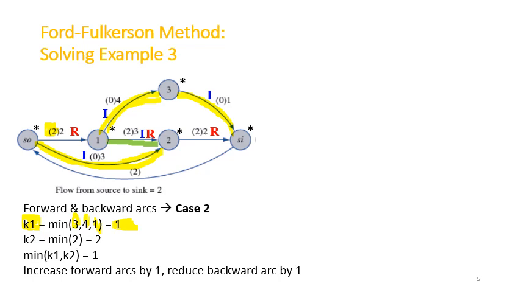K2 is talking about just the backward arc, and we see that for this backward arc, we can reduce at most 2 units of flow. So K2 equals 2. We take the minimum between K1 and K2, and the result is 1. Which means that for every forward arc in yellow, we will increase by 1. And then we will reduce the backward arc by 1. This is the result.